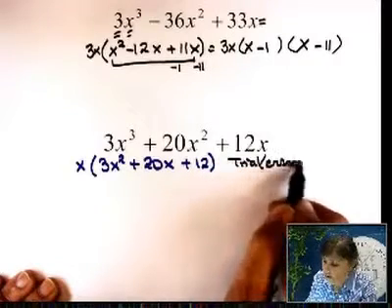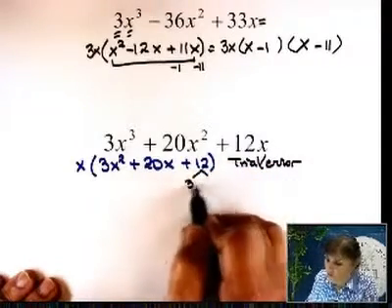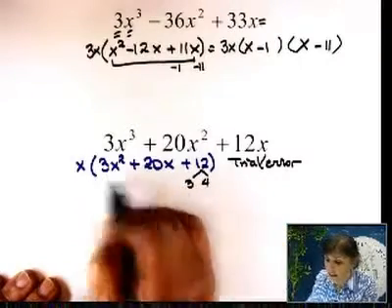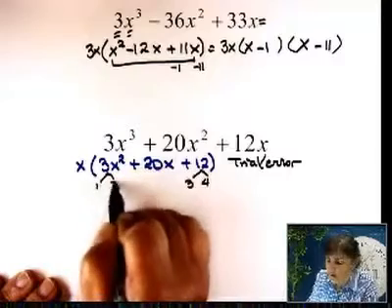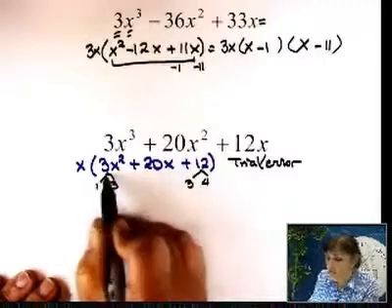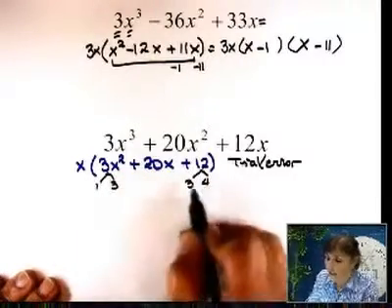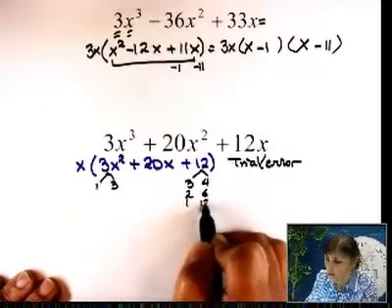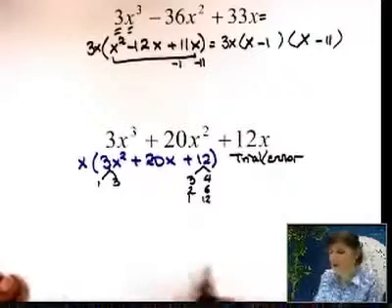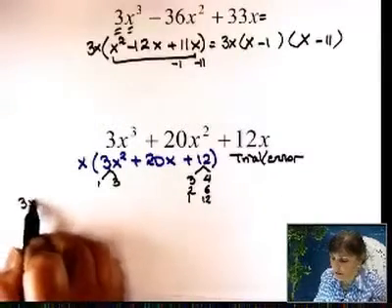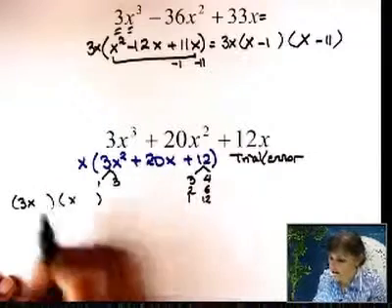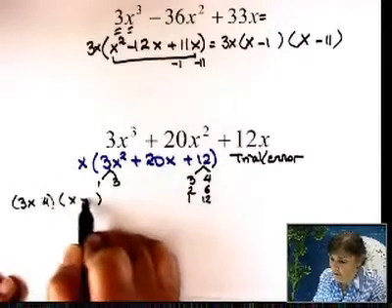All right, so 12 is going to be 3 and 4. I cannot do this 1 and 3. Okay, so let's try 1, 3, 3, 4. And then I can also try 2, 6. I can also try 1, 12. Remember, trial and error is a pain, but somebody has to do it. So I'm going to try 3x and x, and I'm going to try 4 and 3. Let's see if that works.